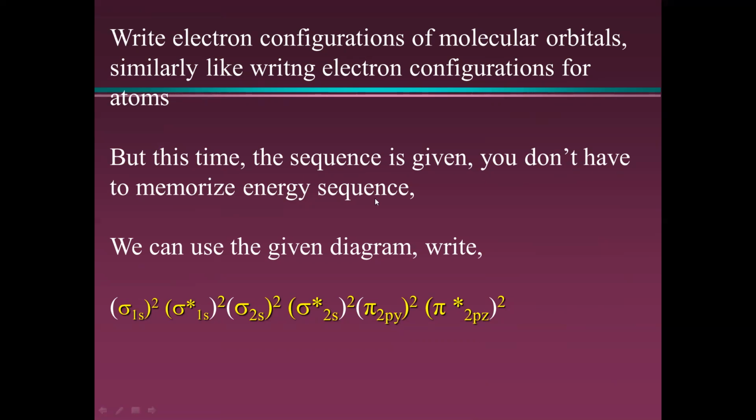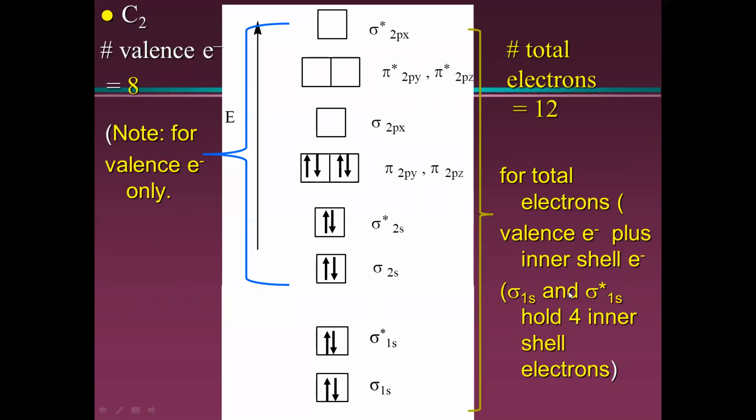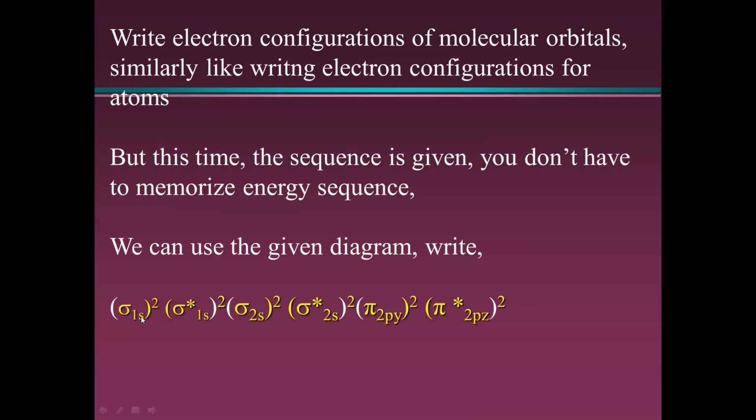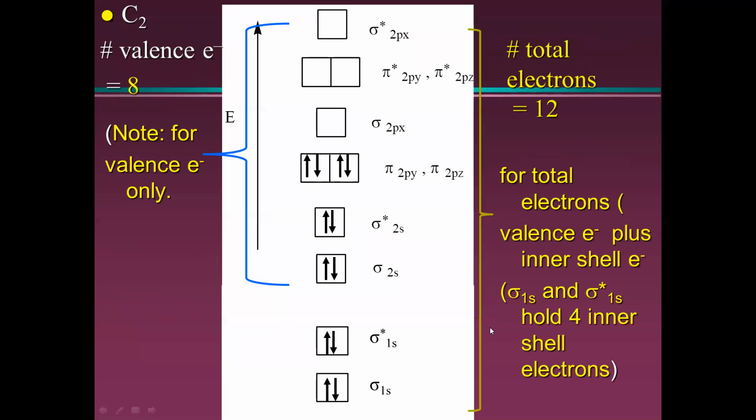You don't have to memorize the energy sequence like 1s2, 2s2, 2p6, 3s2, 3p6, 4s2, because the sequence can be found from here. The lowest is sigma 1s, then sigma 1s antibond, then sigma 2s, sigma 2s antibond, like that. You simply copy that: sigma 1s holds 2 electrons, sigma 1s antibond holds 2 electrons, sigma 2s bonding holds 2 electrons, sigma 2s antibond holds 2 electrons. Just write down, copy what you have.